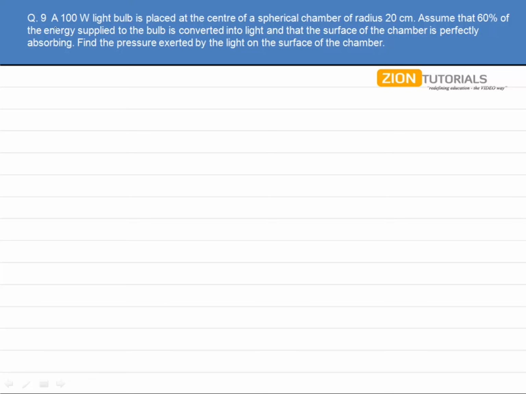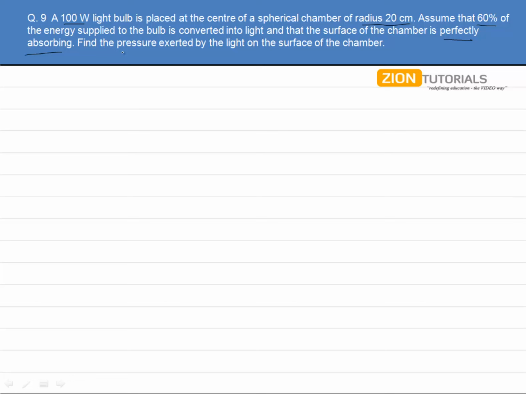As the question says, a 100-watt light bulb is placed at the center of a spherical chamber of radius 20 centimeters. Assume that 60% of the energy supplied to the bulb is converted into light, and the surface of the chamber is perfectly absorbing. Find the pressure exerted by the light on the surface of the chamber.